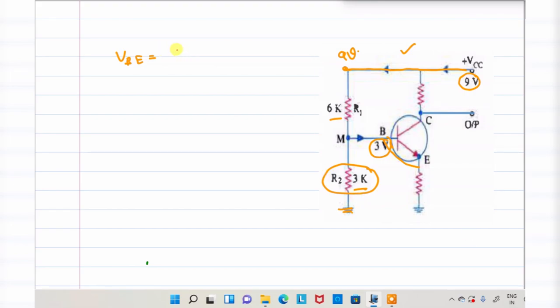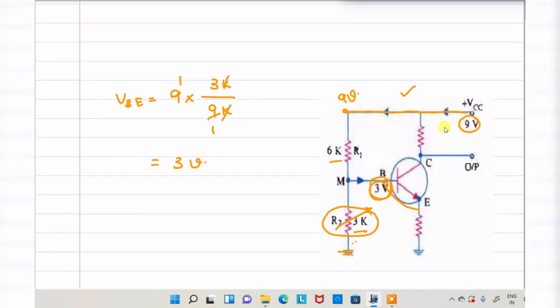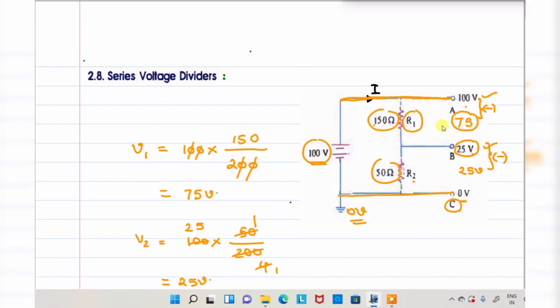So VBE is equal to, how to calculate? See here, VBE is equal to total voltage into resistance 3K, 3K divided by total resistance 9K. K gets cancelled, 9 gets cancelled. So that will be 3 volt. What is the voltage now? 3 volt. You require 3 volt. Based on that, maybe this is a variable resistor, we can vary the resistance, and the transistor may be in turn on, saturation or cutoff region. We have 3 regions. We'll discuss later in the transistor case. For your understanding, this is how to apply the voltage division rule in your transistors. Okay, this is the explanation about series voltage dividers.